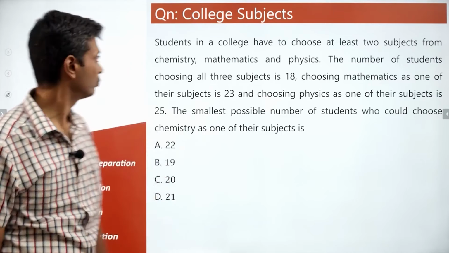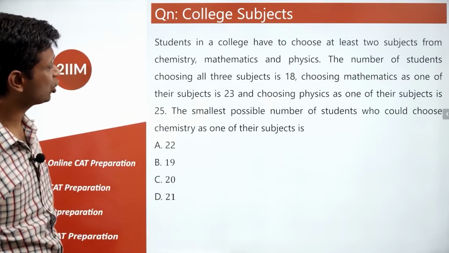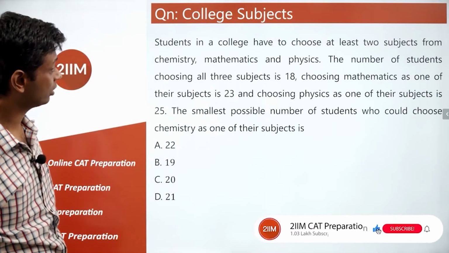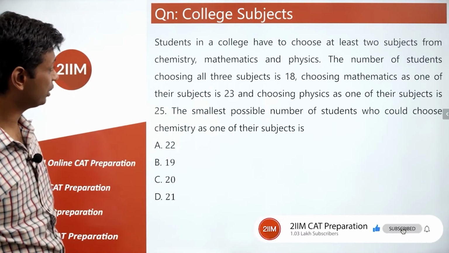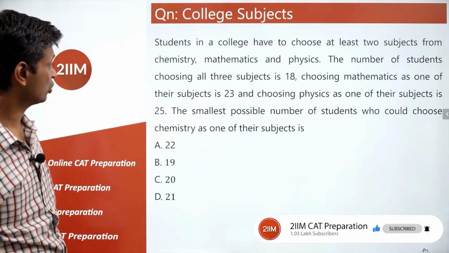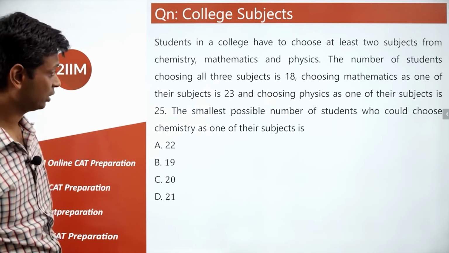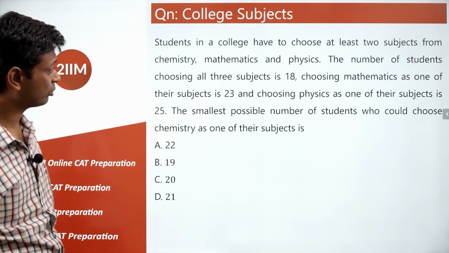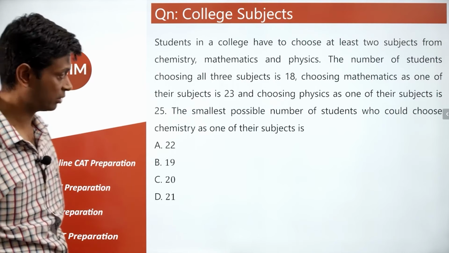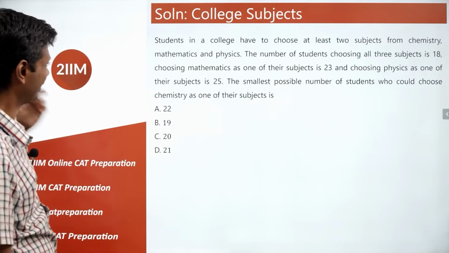Interesting one. Let's try this. Students in a college have to choose at least two subjects from chemistry, math, and physics. The number of students choosing all three subjects is 18. Choosing math as one of their subjects is 23. Choosing physics as one of their subjects is 25. The smallest possible number of students who could choose chemistry as one of their subjects is. Interesting. Let's draw the diagram.